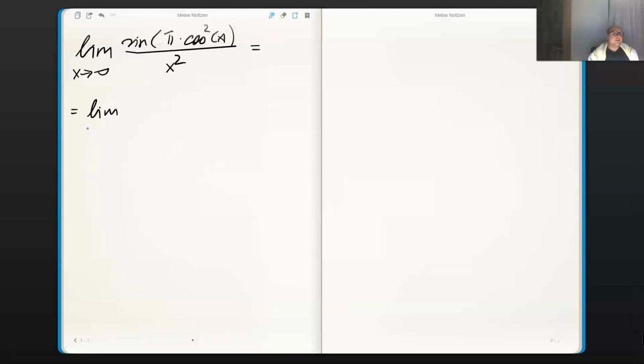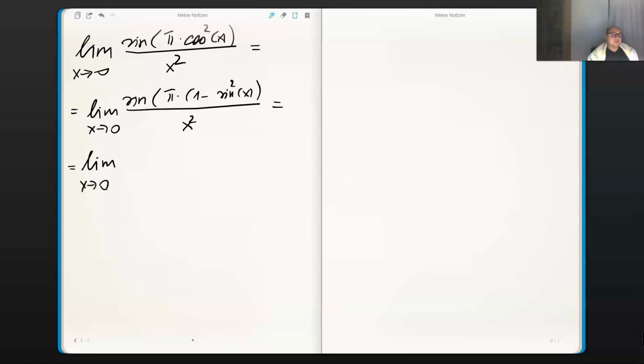So we have a limit x towards 0. We got a sine of pi times cosine squared. Well, cosine squared, this is 1 minus sine squared of x, right? So we got this, and we're dividing by x squared. Now we solve the parentheses, we have a limit x towards 0, then we have a sine, and then pi minus pi times sine squared of x. So this is basically difference of two angles divided over x squared.